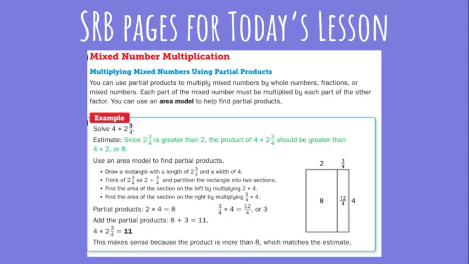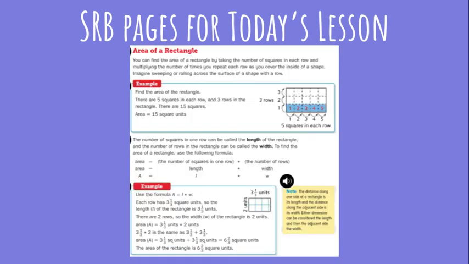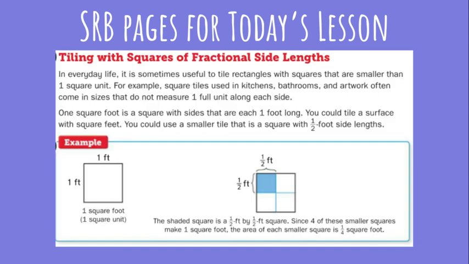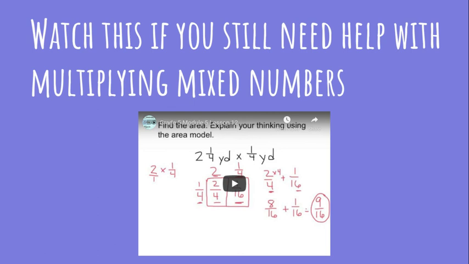If you need some extra help on today's lesson, be sure to look at these student reference book pages. Remember, you can go back and look at these slides at a later time after the video. If you still would like a little extra help with multiplying mixed numbers, you could watch this video that breaks down step by step how to use an area model when you need to multiply two mixed numbers together in order to find the area of a rectangle.